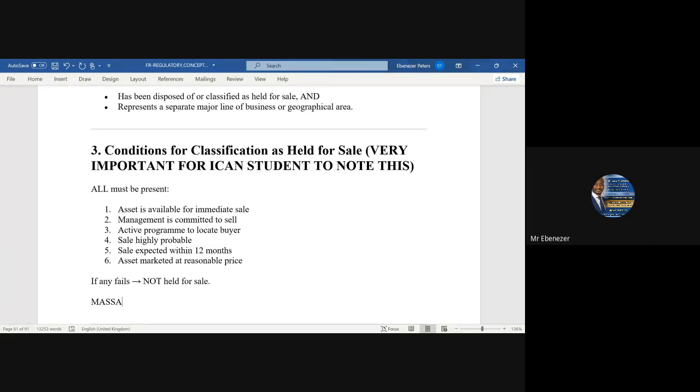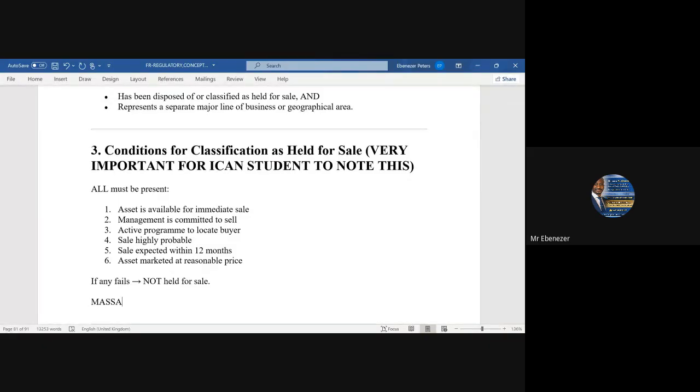What are the criteria for classifying, or the conditions for you to classify an asset as held for sale? Just write MASA. For my students that are from the north, I'm sure you will not forget this one. Those that are eating masa, don't forget MASA. MASA is the condition for classifying an asset as held for sale.